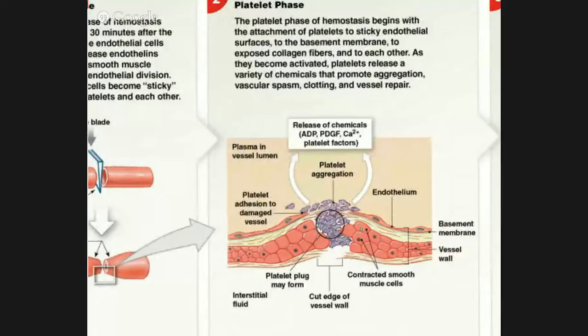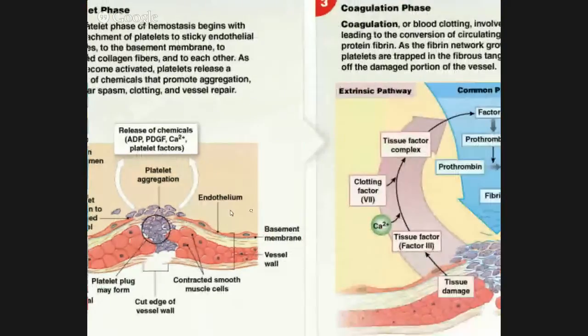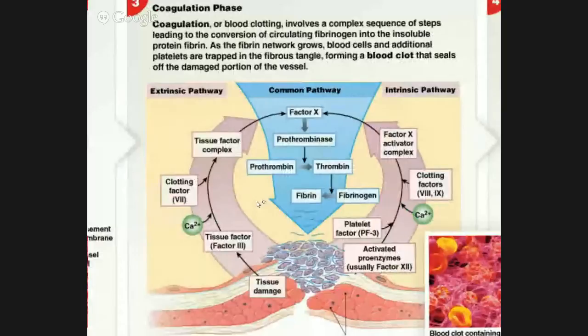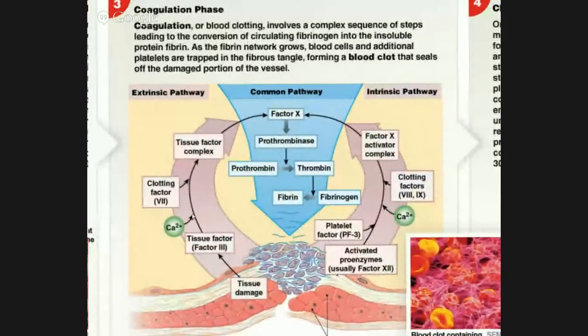The current book's picture is a little bit better depicting that. And then here's this book's version of what I was just showing you with the extrinsic pathway and the intrinsic pathway converging on the common pathway. So here's that factor 10 I pointed out. I think what in the current book says factor 5 here is called prothrombinase, which is a word I said a second ago by accident. When it ends in an ase, that means it's an enzyme. And what prothrombinase does is it converts prothrombin into thrombin. Okay? And then thrombin converts fibrinogen into fibrin, which becomes the clot.